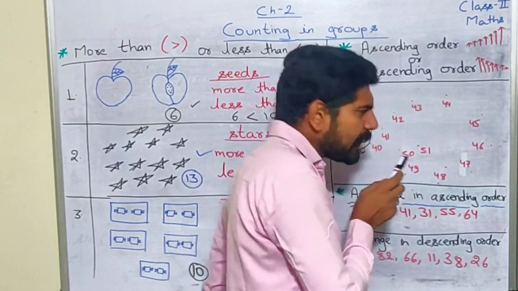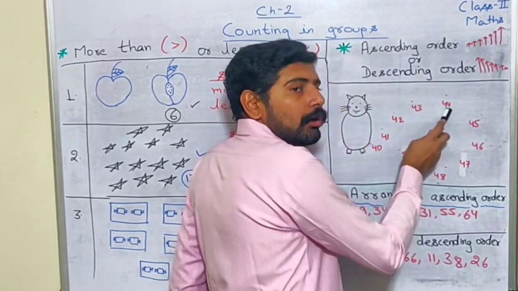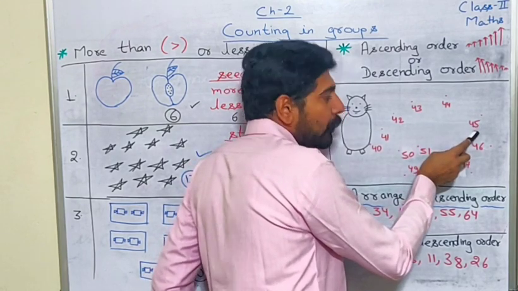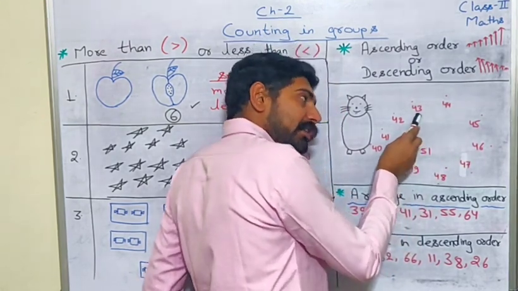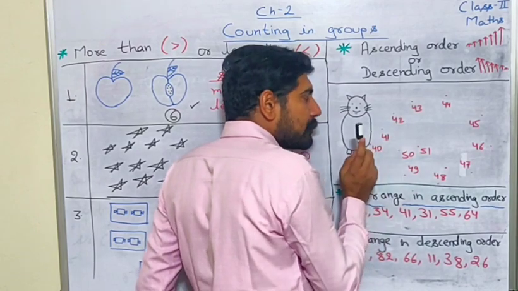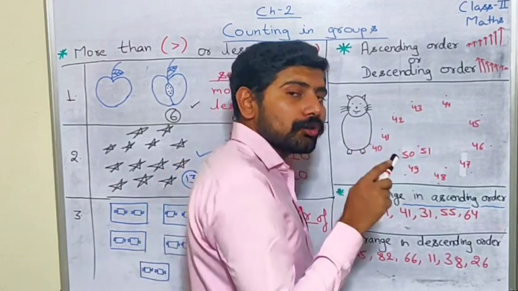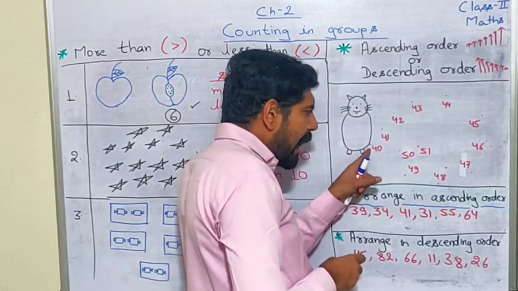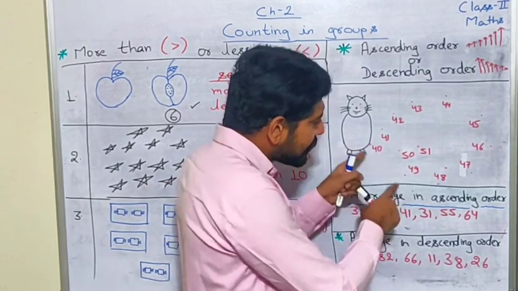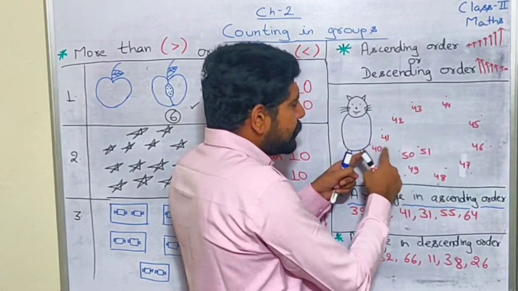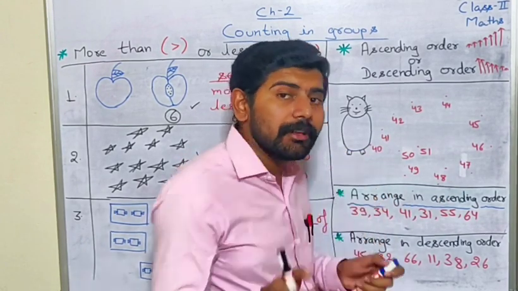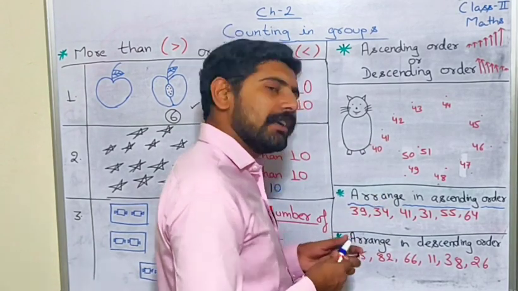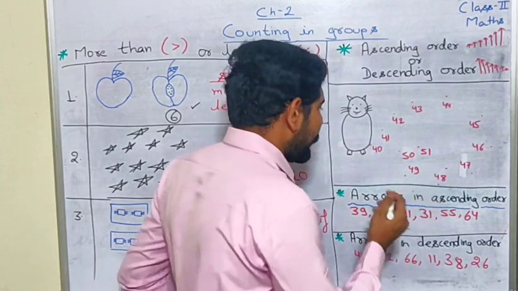Is 45 smallest? No. One number is there which is 44, which is smaller than 45. Then 43, it is also smaller than 44. Then we have also got 42, it is also smaller than 43. Oh, here we have 40 as the smallest number. Look, no number is there which is smaller than 40. So we will start from which number? 40. Let's start. Okay. 40.